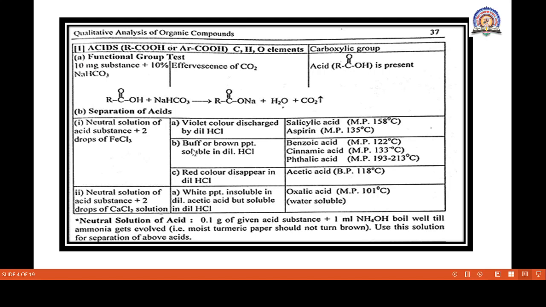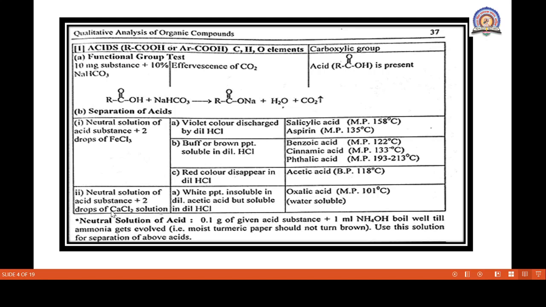Then if we get a brown precipitate which is soluble in dilute HCl, then these types of acids are present and they are going to be checked by the melting point. Then if we get a red color, then acetic acid is present. Here it is a single one, but we are going to check its boiling point and find out the compound.